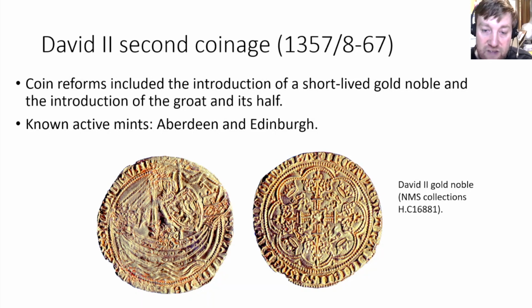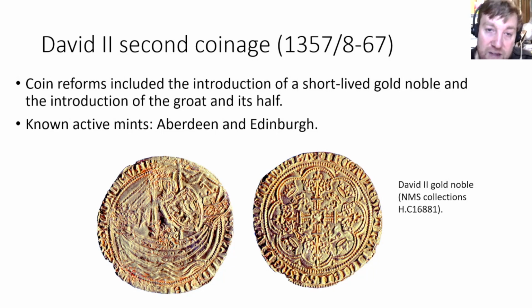So in 1357 or early 1358, David introduced Scotland's very first gold coin, a gold noble, and this was very, very short-lived, so short-lived that there are only four known specimens currently surviving, such as this example here in the NMS collections. So alongside this short-lived gold noble, David also introduced the groat, worth fourpence, and its half. And the design of these coins also changed as well. And I'll show you a couple of examples in a bit.